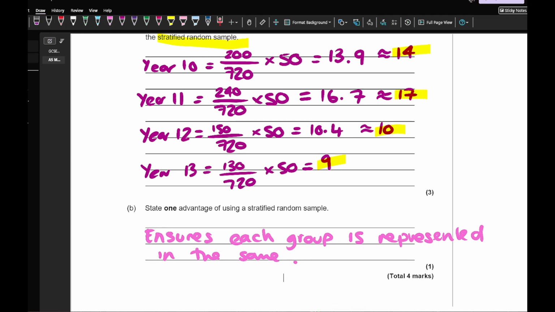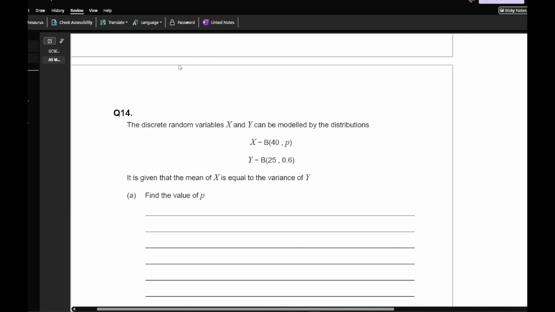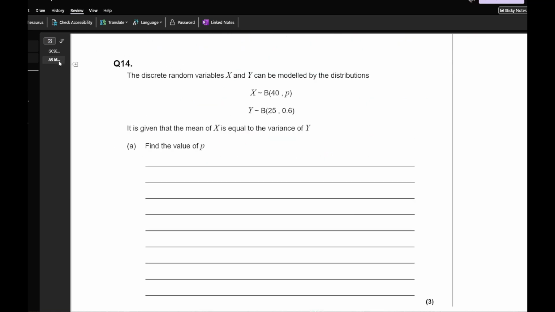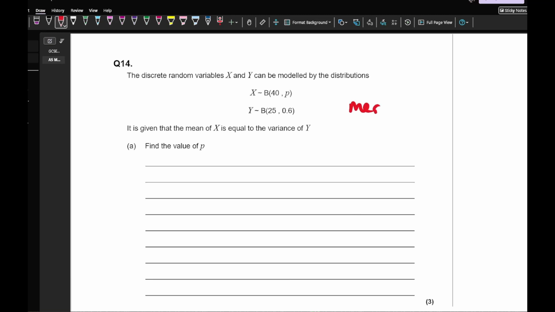Moving on to question 14, it says that discrete random variables X and Y can be modelled by these distributions, and given that the mean of X is equal to the variance of Y, find the value of p. So for this, the first thing we need to do is recognise that the mean is equal to np and the variance is equal to np multiplied by 1 minus p. So there are the formulas that you need to know.